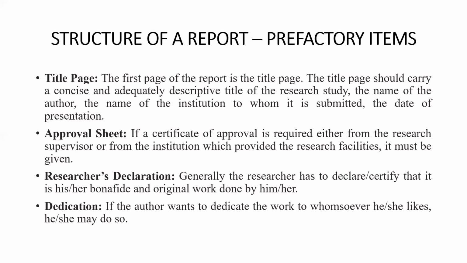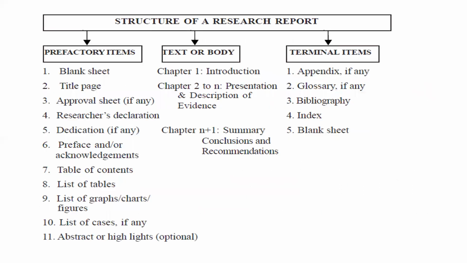Dedication part is there. So first is title page, then you have approval sheet. The approval sheet is a certificate of approval. It can be from the supervisor and the institution. Third is researcher's declaration. Whatever the researcher wants to declare, he has to declare that his research is original research, and dedication if he wants to dedicate that work to someone else. Then, apart from dedication, as you can see, table of content is there, preface, acknowledgement, list of tables, abstract, graphs, charts, figures.